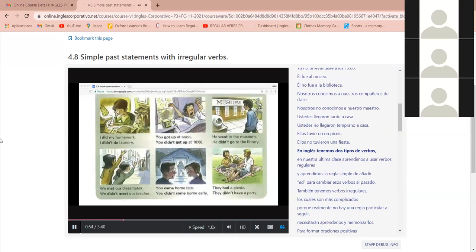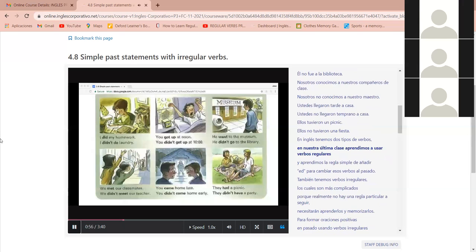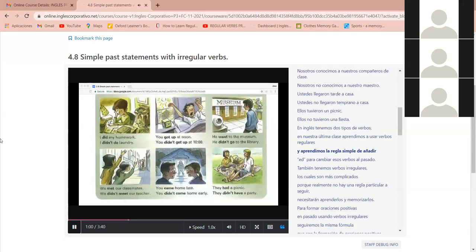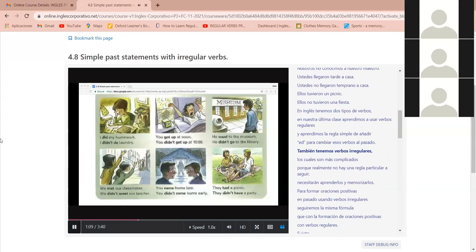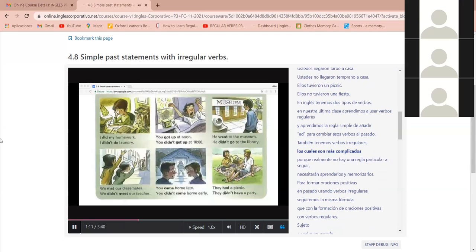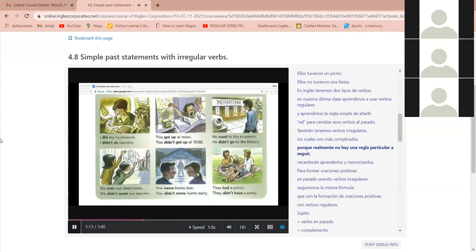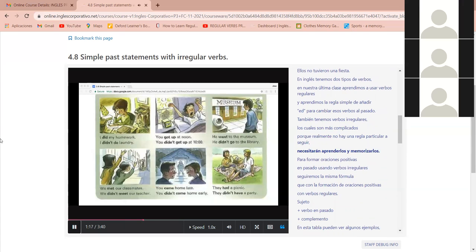In English, we have two types of verbs. In our last class, we learned how to use regular verbs and learn the simple rule of adding ed to change those verbs to the past tense. We also have irregular verbs, which are more complicated because there really isn't a particular rule to follow. You will need to learn them and memorize them.